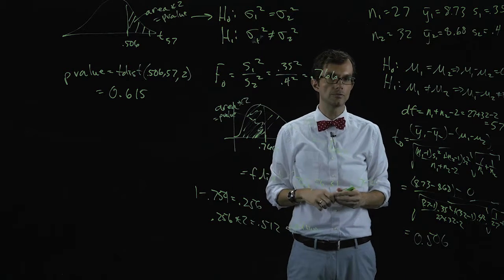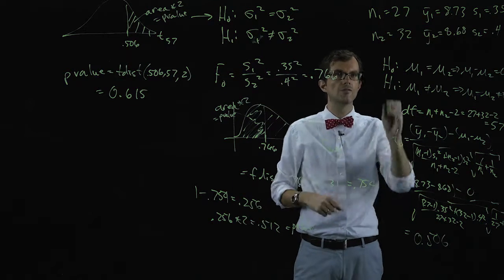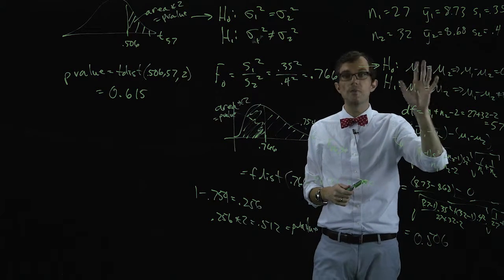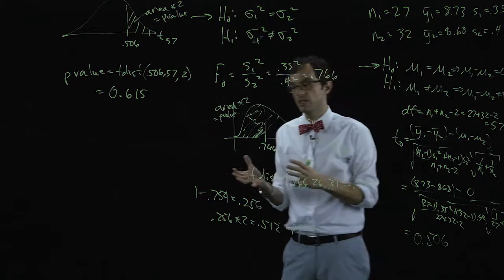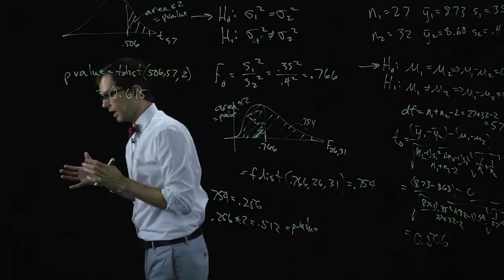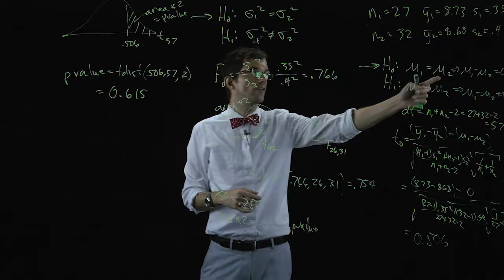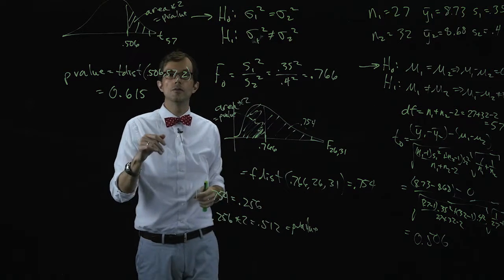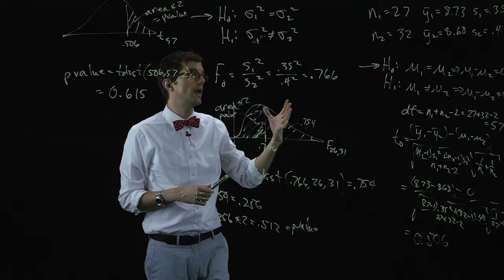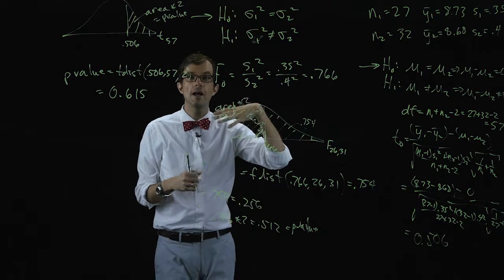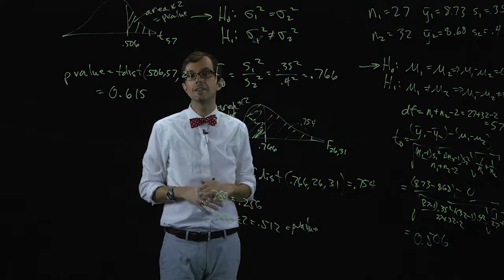P-value, much bigger. Okay? When the p-value is bigger than alpha, we do not reject the null, and we conclude that the means are the same. Okay, so the mean diameter of the bearing produced by machine 1 is equal to that of machine 2. And so we have no reason to believe that those machines are producing a mean diameter that's any different from each other.